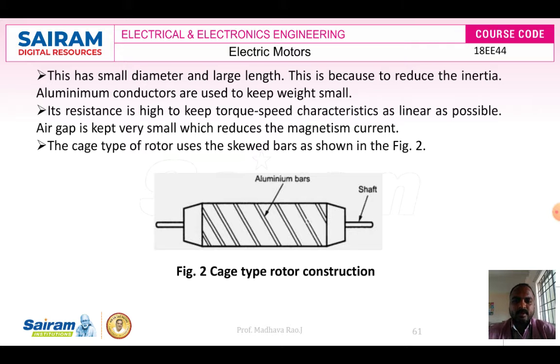The cage type rotor uses skewed bars as shown in this figure. The aluminum bars are placed approximately parallel to each other to produce a uniform magnetic field, and these bars are short circuited at the end rings.